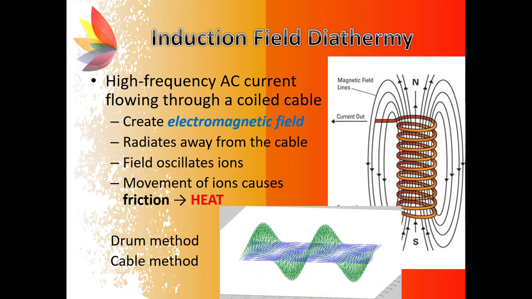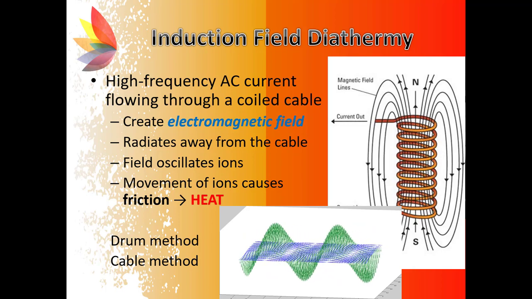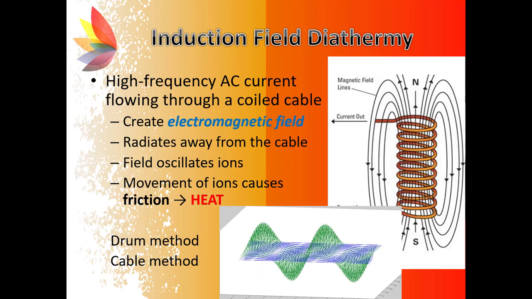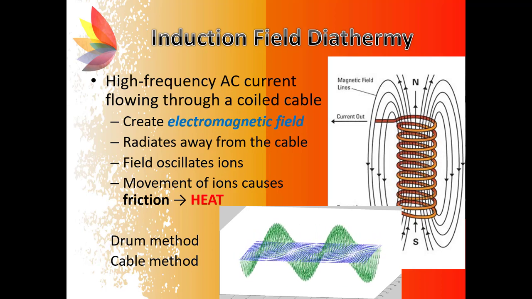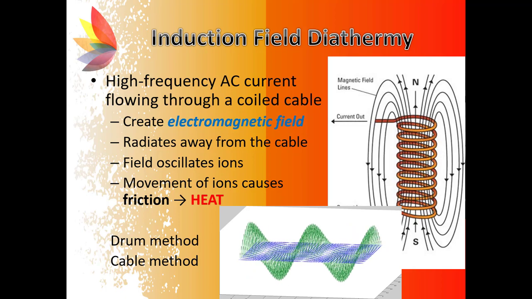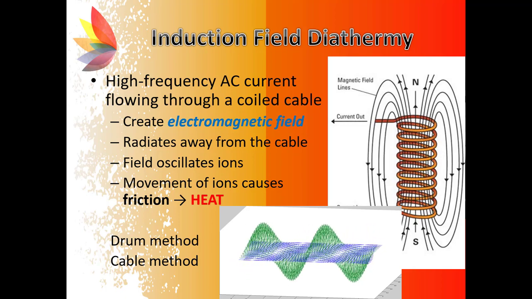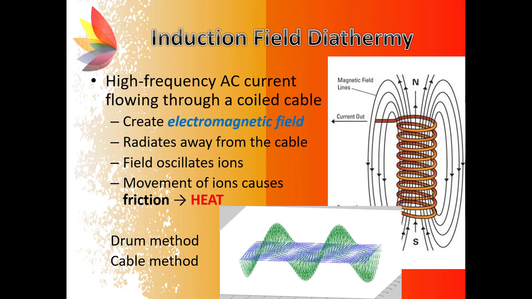Electromagnetic fields arise perpendicular from the cable, causing ions to oscillate and creating an eddy current. The density of eddy currents is proportional to the tissue's electrical conductivity. The friction caused by the movement of the ions produces heat. Muscular tissue is selectively heated over adipose tissue.